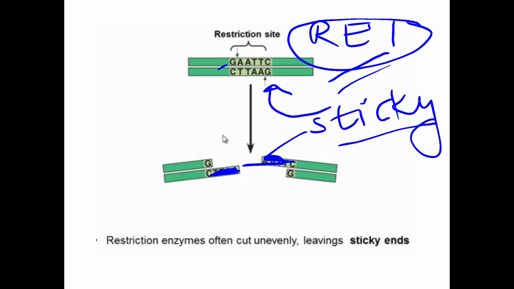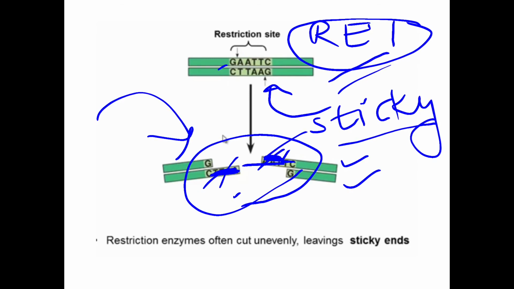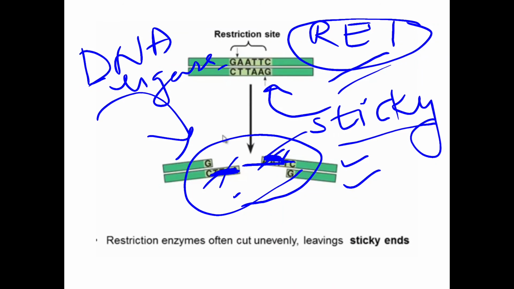These overhanging stretches are known as sticky ends, and these sticky ends are present on each strand. This stickiness of the ends facilitates the action of another enzyme, that is DNA ligase. That DNA ligase will take the help of these sticky ends and ligate the two DNAs, that is this one and the gene of interest, easily.